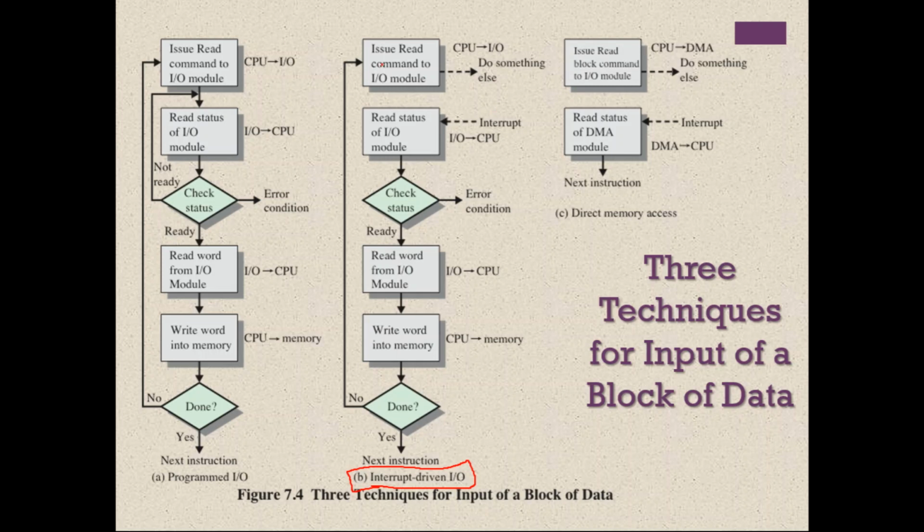So this flowchart clearly explains this. Here you can see the CPU is issuing a read command. It can be any command, either read or write, but let us assume the CPU is issuing a read command to the IO module. So the command is given by whom? CPU. To whom? To the IO module, right? But after giving the command, the CPU is not waiting. It has started to do something else.